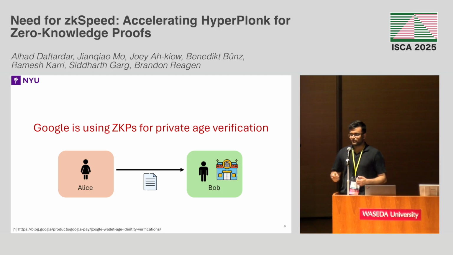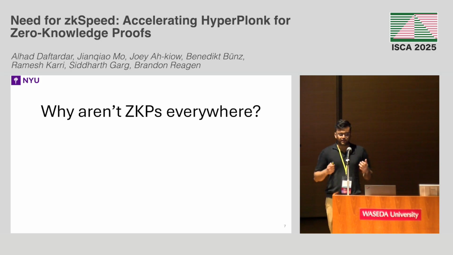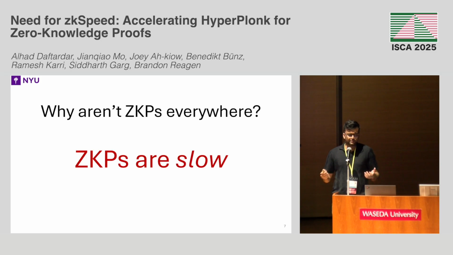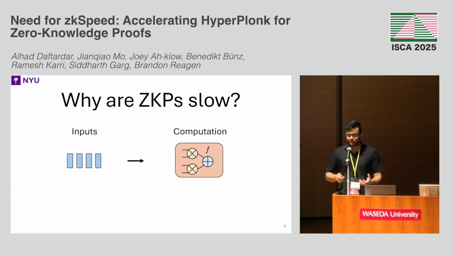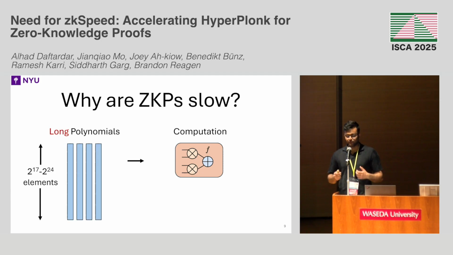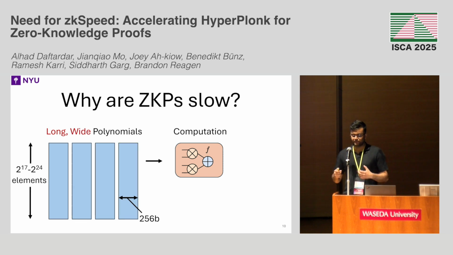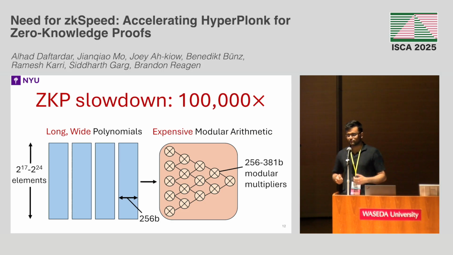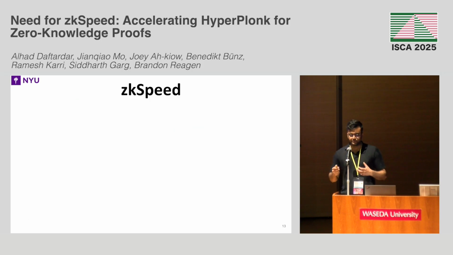But this begs the question, why aren't zkPs seen everywhere? The reason for this is that zkPs are slow. So why are zkPs slow? It boils down to the inputs and the computation. zkPs operate on long polynomial vectors that are very wide, and they have expensive modular arithmetic computation on elliptic curves under the hood. This leads to zkPs incurring a slowdown of roughly 100,000x compared to the original computation being proven. So to address this, we present zkSpeed.